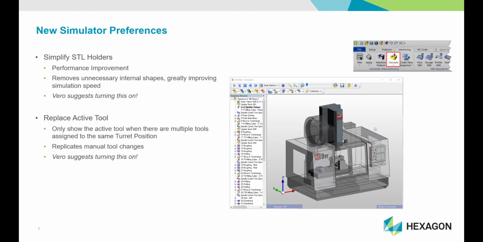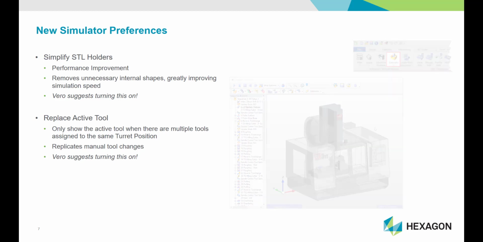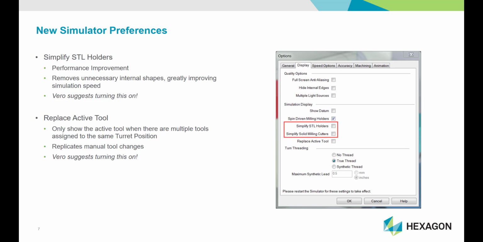If you right-click out in the interface where you see the CNC machine and part assembly shown in this graphic, you'll have an options selection in the right-click shortcut menu. So if you go into options, you'll be able to then move into the display tab, and there's two new preferences here: to simplify STL holders and to simplify solid milling cutters. We would probably suggest that users should just turn both of these on, and they'll benefit users that may have solid models that were used to develop graphics that may have a lot of complexity, and you get some performance benefits from that. Replace active tool is also another good one that's just below those two.